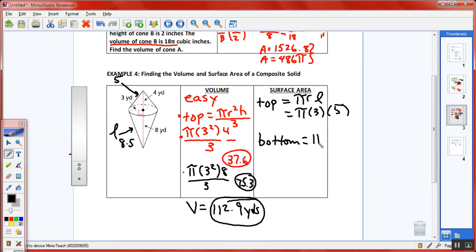So I would find the lateral part of that cone, pi times 3 times 8.5. Somebody have the first number up here for me? 47.1. Top is 47.1 square units. Bottom? 80.1. Okay, what are you going to do with the 2 to get a total surface area? 80.1, 47.1, what do you have? It's a surface area, kids, so 127.1 square yards.